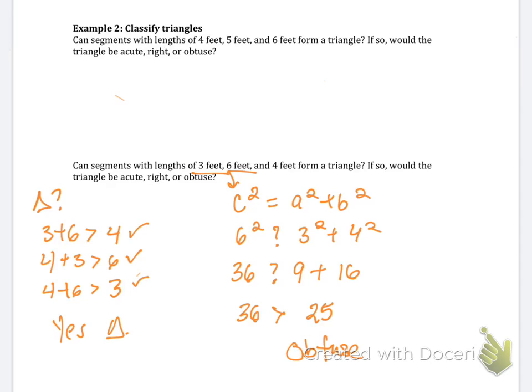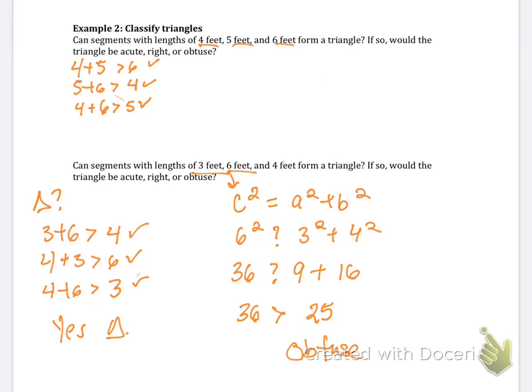All right, so in this top example, can the segments 4, 5, 6 be a triangle? First test to make sure the sum of any two sides is greater than the third. If we can do it real quick here. 4 plus 5 is greater than 6. 5 plus 6, yes, is greater than 4. And 4 plus 6 is greater than 5. So yes, it is a triangle.